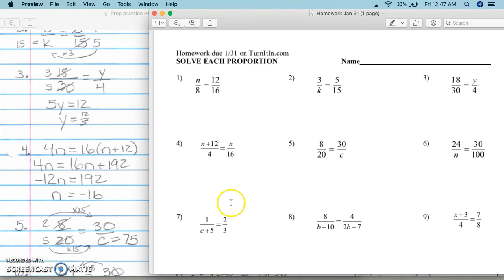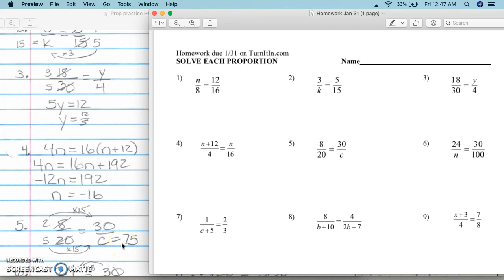Number 5, I don't see a relationship between 8 and 30, but I do see that I could reduce 8 over 20. So if you look over here on the left side, I reduced 8 over 20 down to 2 over 5. Then I saw that if I multiplied 2 times 15, I got 30. So I could multiply 5 times 15 to get c equals 75.